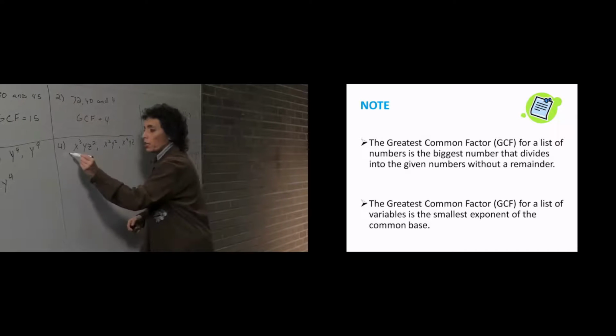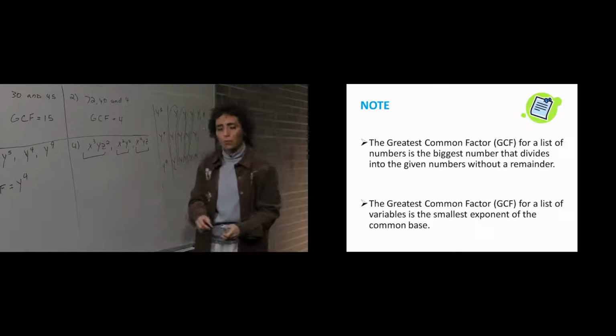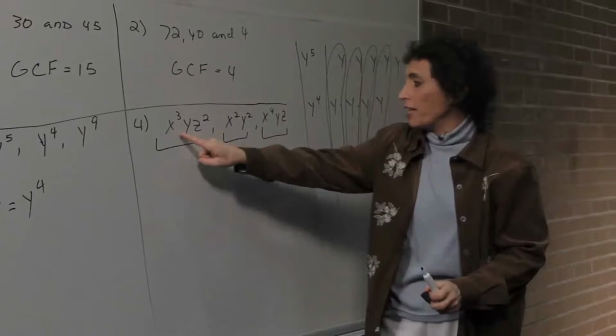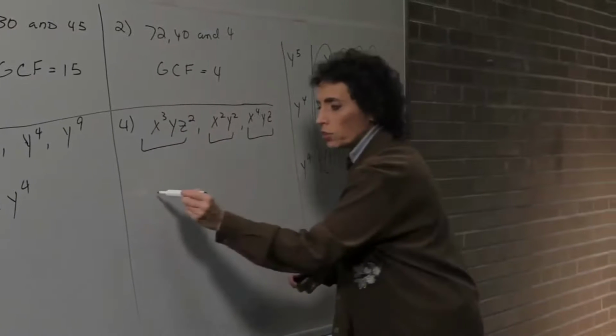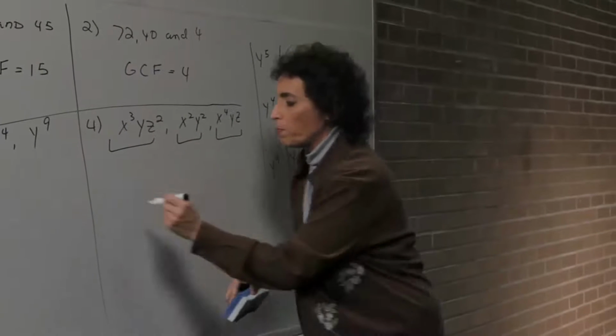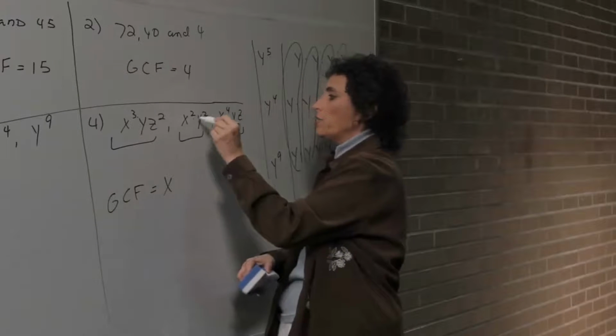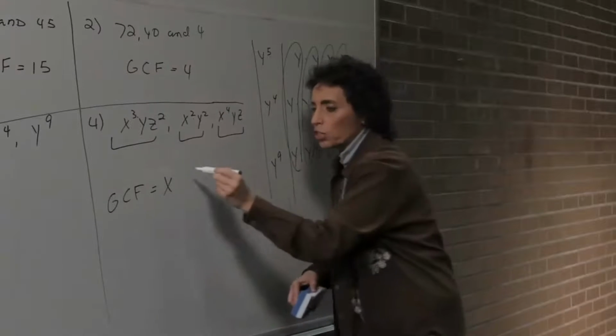In number 4, this is one expression, this is another, this is another. So I would go letter by letter. Does everybody have an X? Yep, everybody has an X. So x is going to be part of your GCF. But now we have to just pick the smallest exponent of the x. X here is 3, x here is 2, x here is 4, so the smallest exponent is 2.